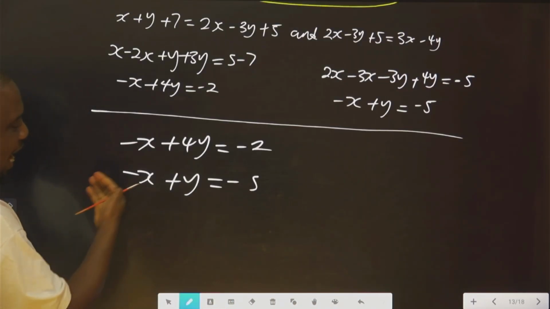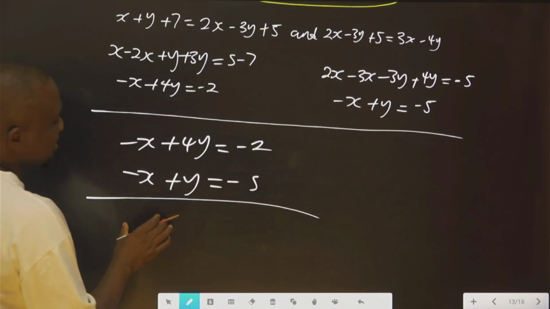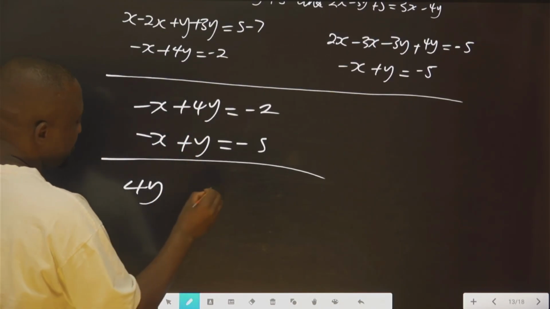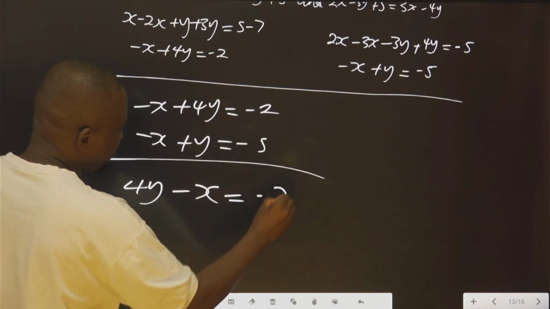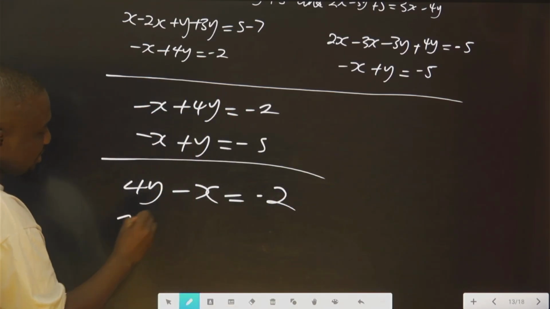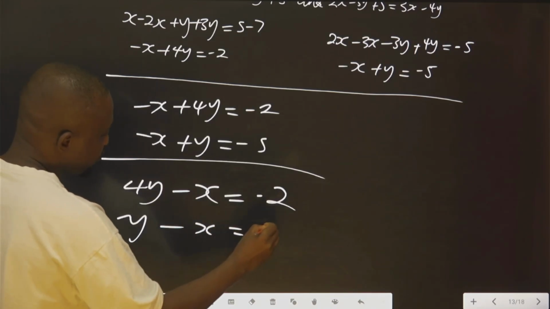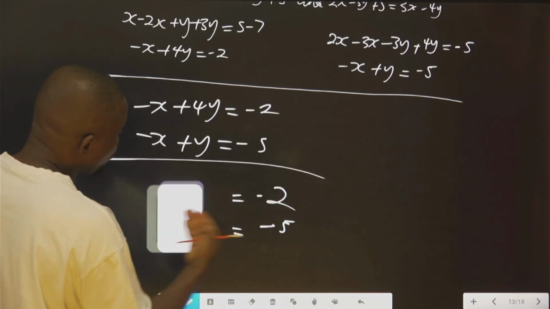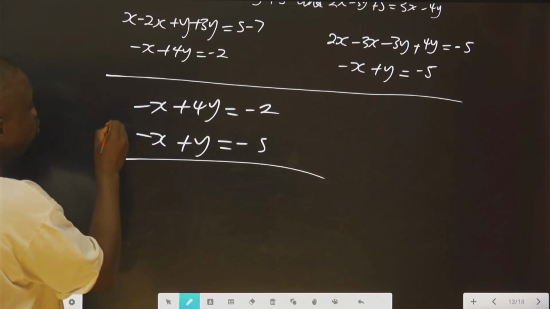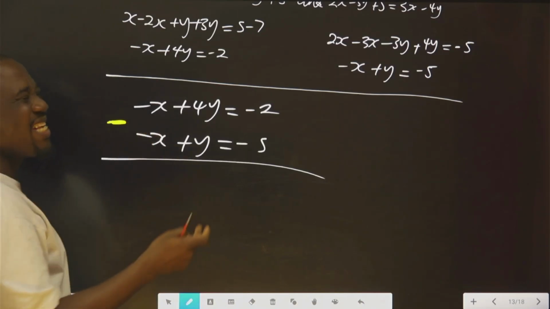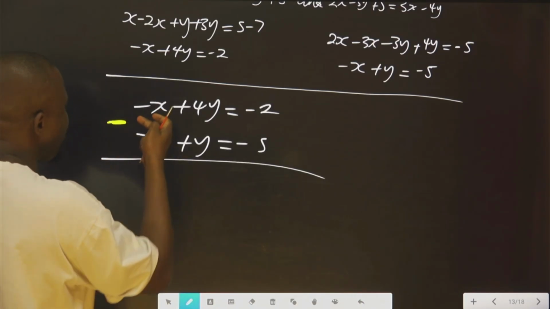Now we can actually rearrange all this by simply saying 4y minus x equals to minus 2. You agree with me, right? Writing this one first, followed by this. This one the same thing. Minus x equals to minus 5. It doesn't actually matter if you don't want to do it like that. This is still okay. All you need to do, just put minus here, minus. These two we strike out. Minus x minus minus x, we strike out.